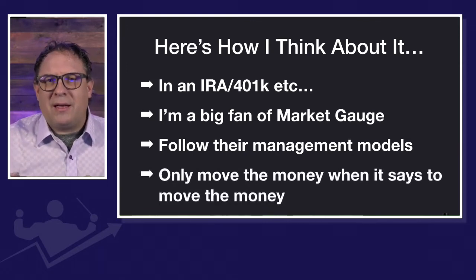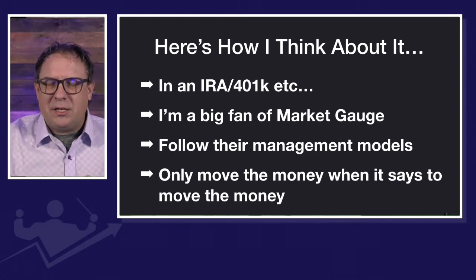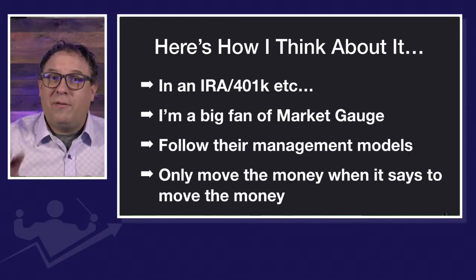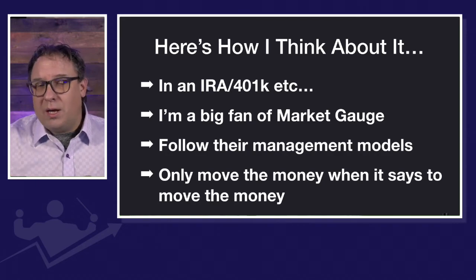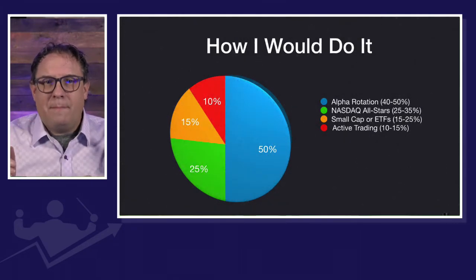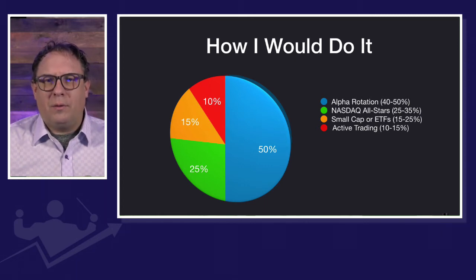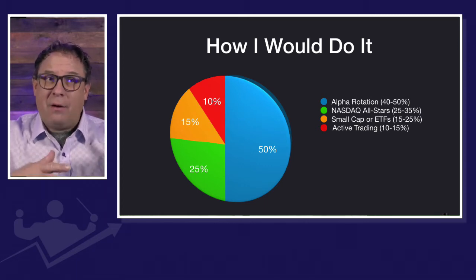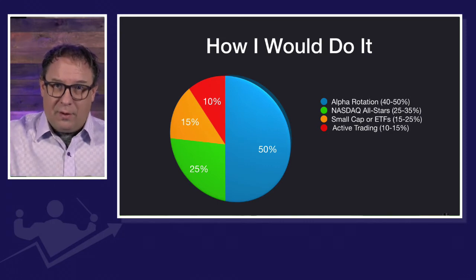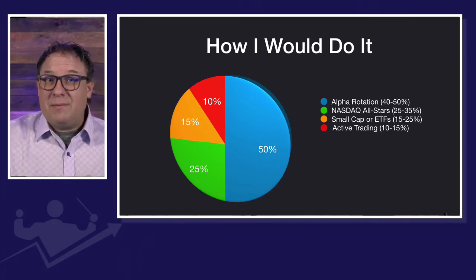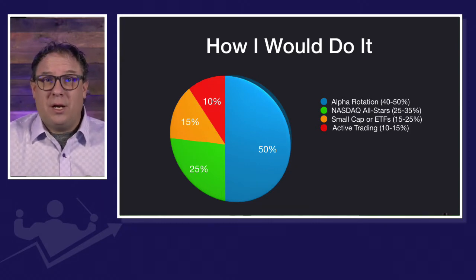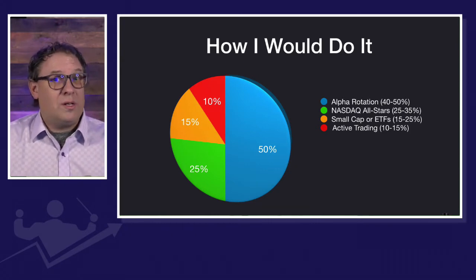Now, really fast, I'm going to explain it because there's some allocation that needs to happen here. There are 4 models within Market Gauge now. There used to be 3, there's 4 now. The big one, the one that is my favorite, is what they call Alpha Rotation. And I would take out of your account, out of your available retirement trading, maybe half of that and put it in Alpha Rotation. And what this is, is really simple. It's just risk on, risk off.